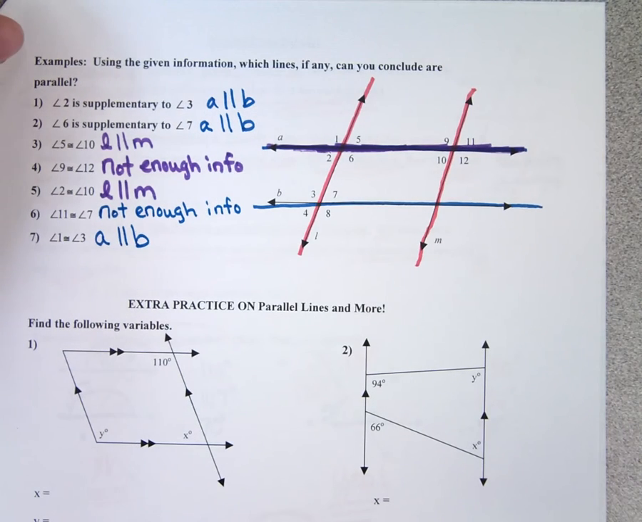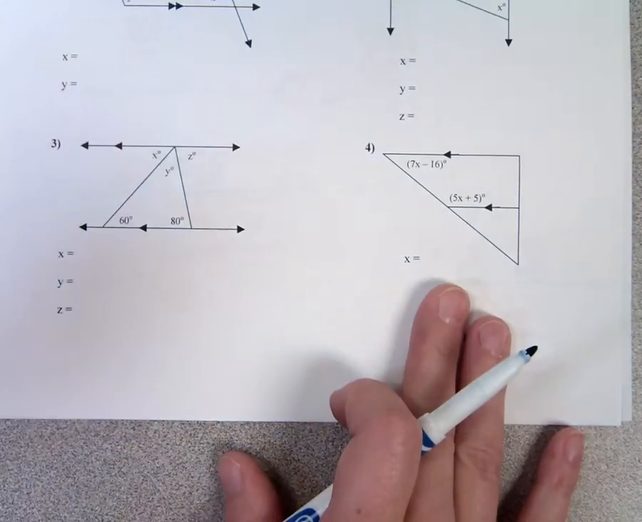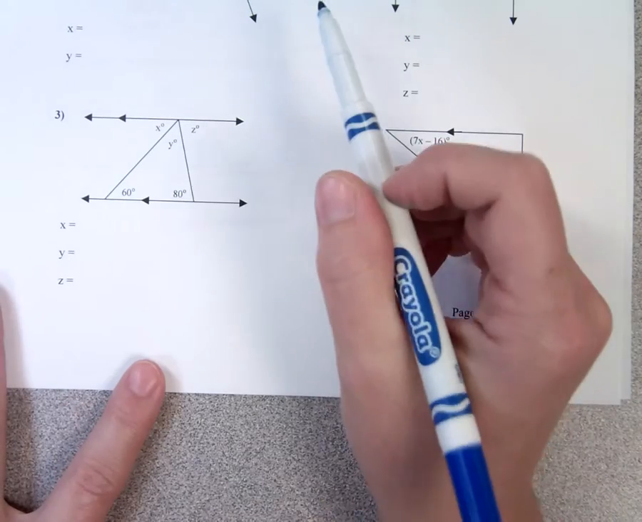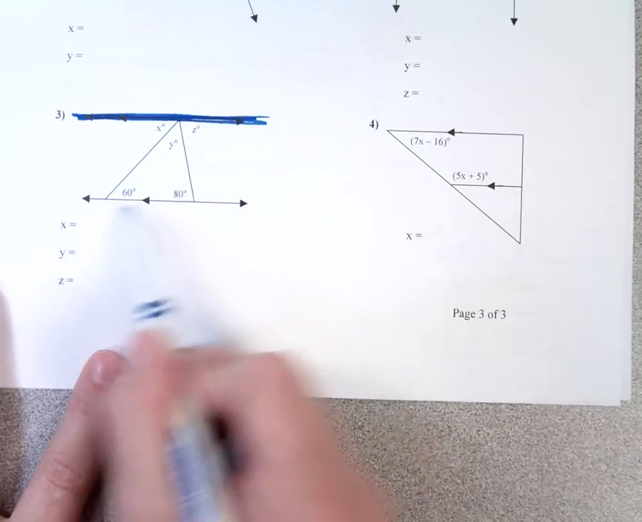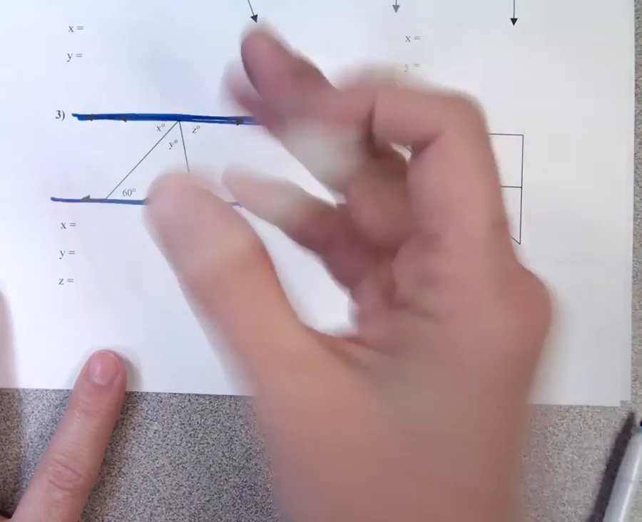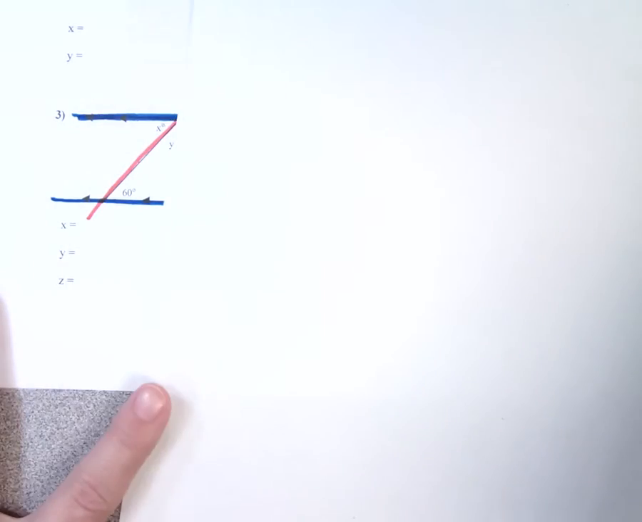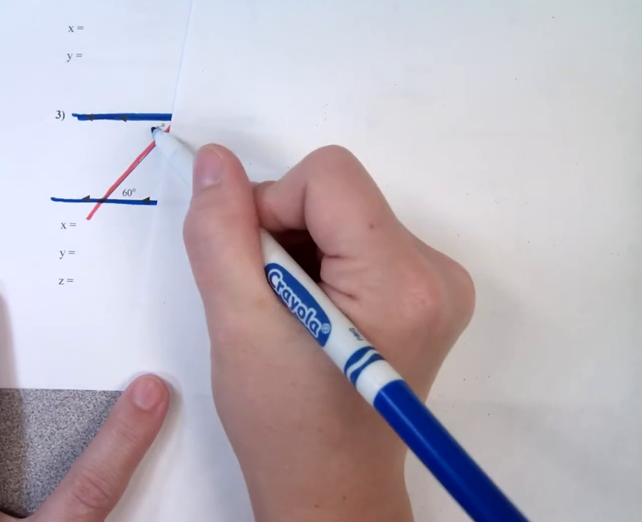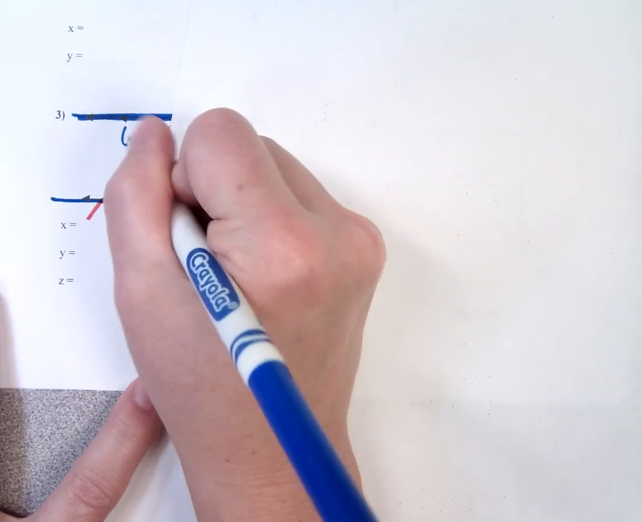Okay, this bottom section is just review. So let's see here. I want to go over number 3, just because number 3 sometimes confuses people. So number 3 here, I'm going to go ahead and draw my parallel lines in blue. And I'm going to draw this transversal that cuts through them in red. And I'm going to ignore that part of my picture. What kind of angles are the X and the 60? Those are alternate interior angles. And alternate interior angles are congruent. So X would be 60.